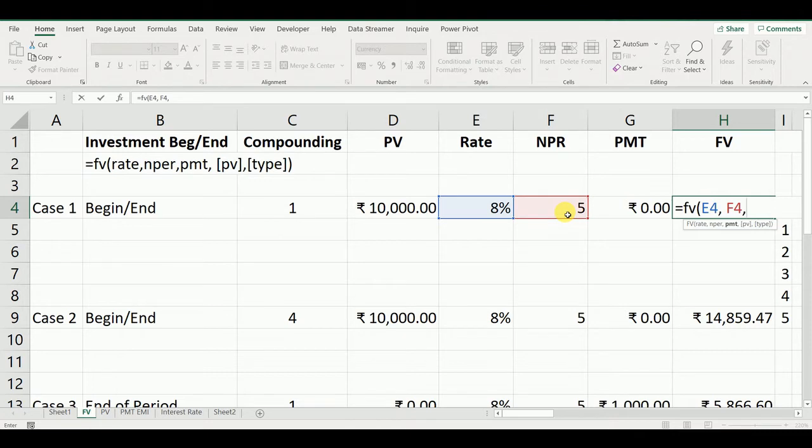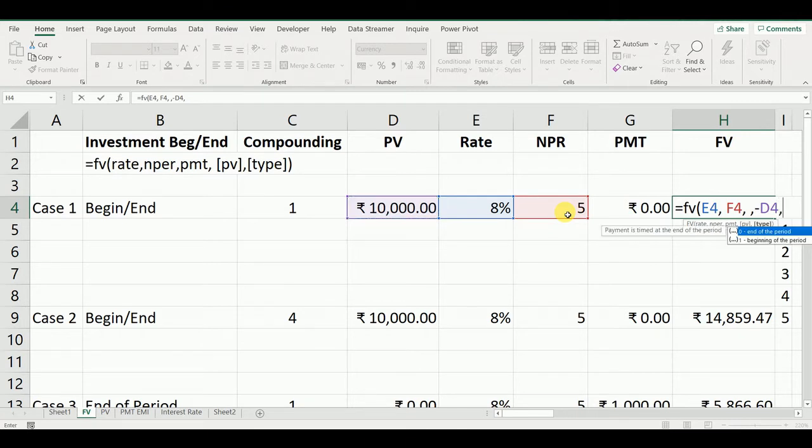Now we have to give PMT. If we are investing in a periodical manner, like recurring deposit, then we have to give PMT. Otherwise, we can leave it blank. Now we have to give the PV. PV means the amount which we want to invest today. So we will give minus sign, then PV. Minus sign we are giving because this amount is going out from us. That's why we are using minus sign here.